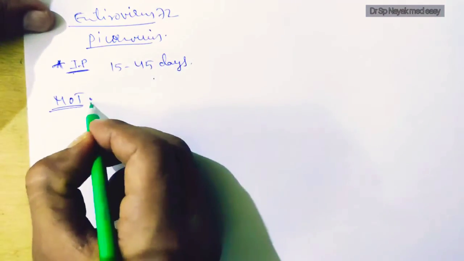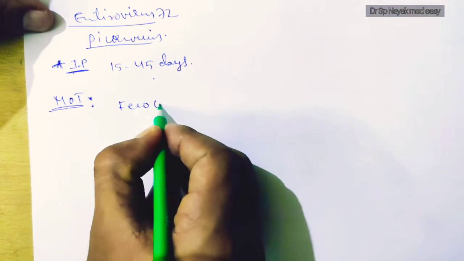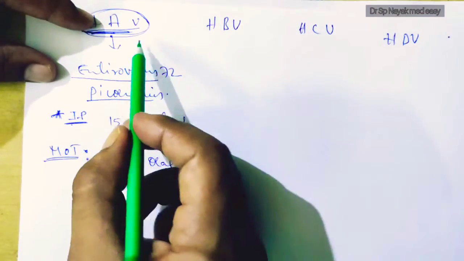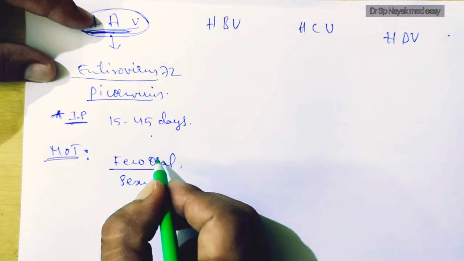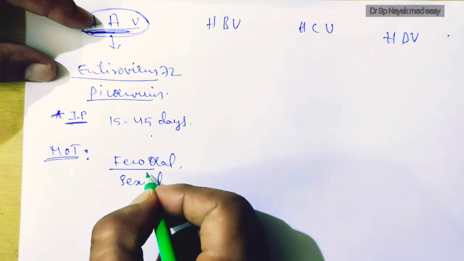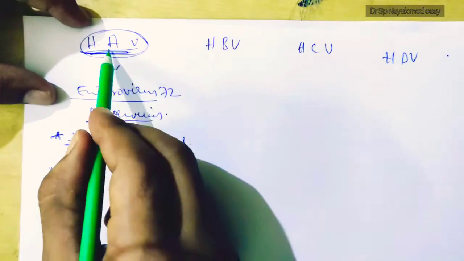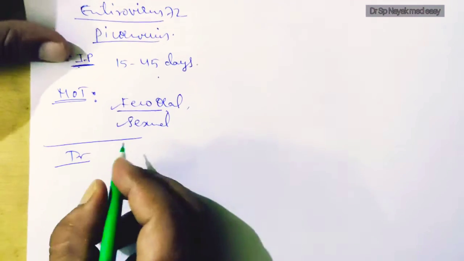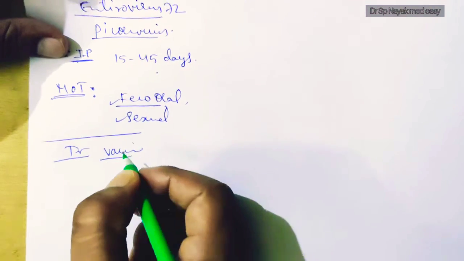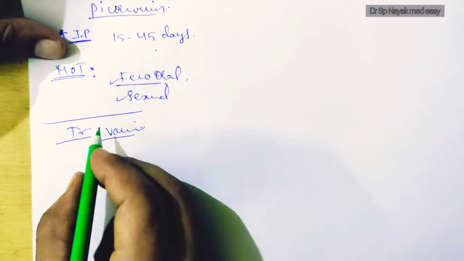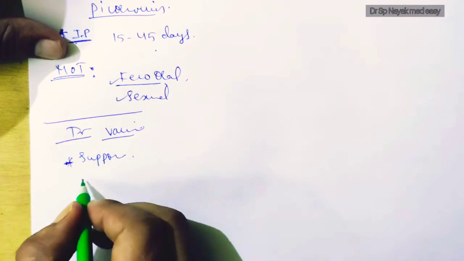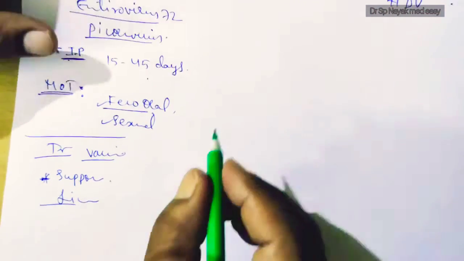Now let us see the mode of transmission of hepatitis A. The mode of transmission is the fecal-oral route and sexual. So hepatitis A can be transmitted sexually, and through the fecal-oral route via contaminated water, contaminated food materials, or anything else. So this is very important. For treatment of hepatitis A, we have the hepatitis A vaccine, which can be given for prevention, and usually supportive care is given for hepatitis, and sometimes in cirrhosis or liver failure, liver transplantation can be done. So this is about hepatitis A.